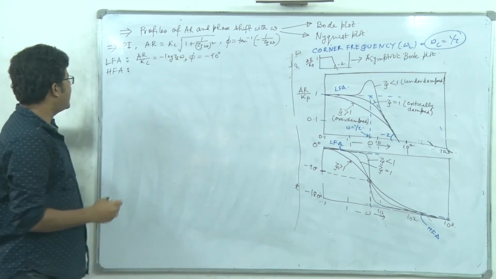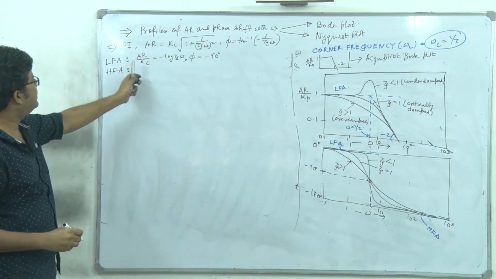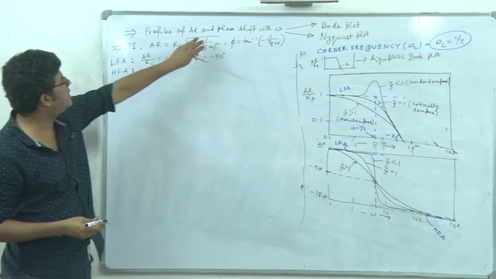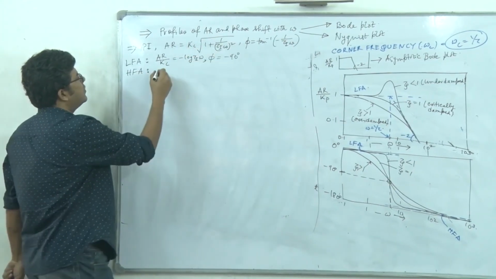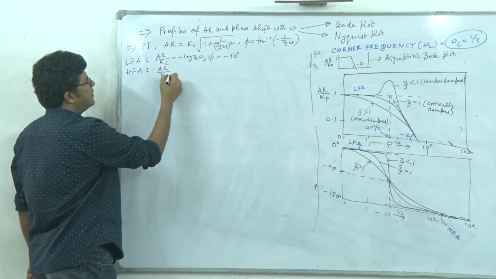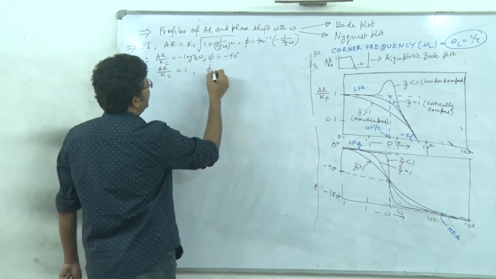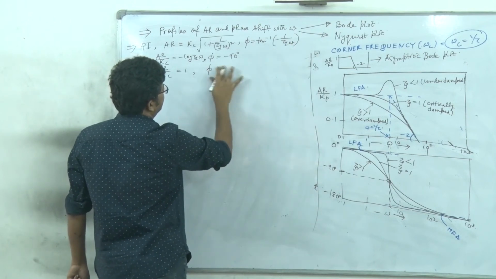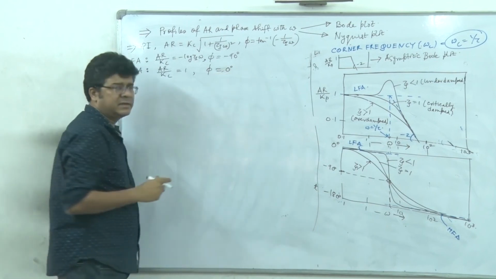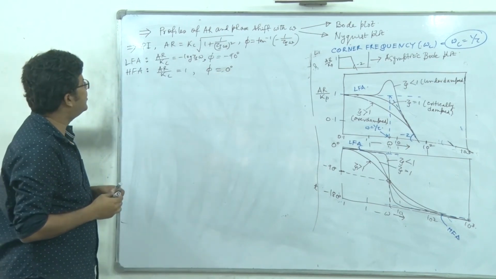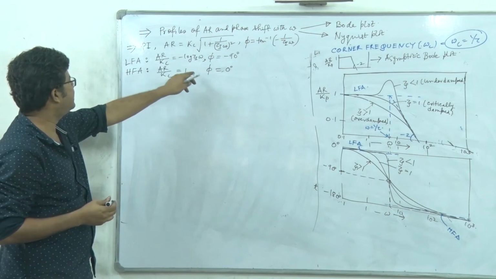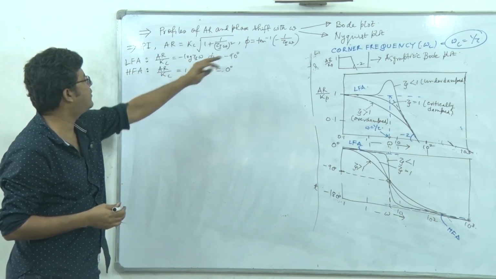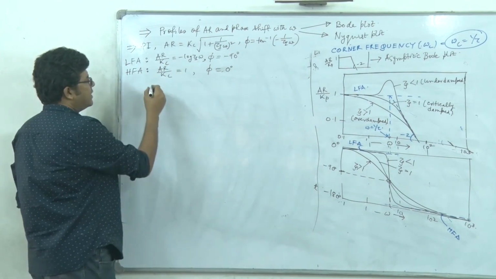For HFA, when omega tends to infinity, this part is becoming 0. So we can write this AR by Kc is equal to 1. And phi, here omega tending to infinity, phi must tend to 0, and the slope we will find is also equal to 0. So AR by Kc equal to 1, phi is equal to 0, AR by Kc equal to minus of log tau I omega, phi equal to minus 90. So let's plot this PI.